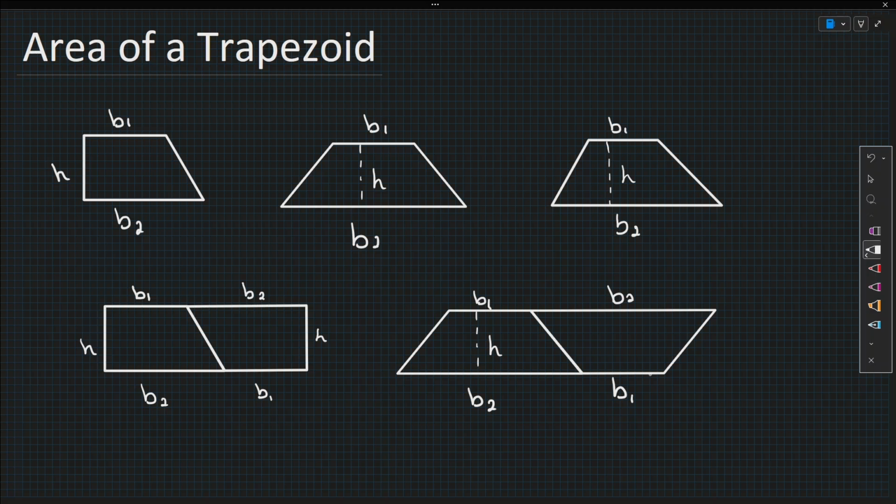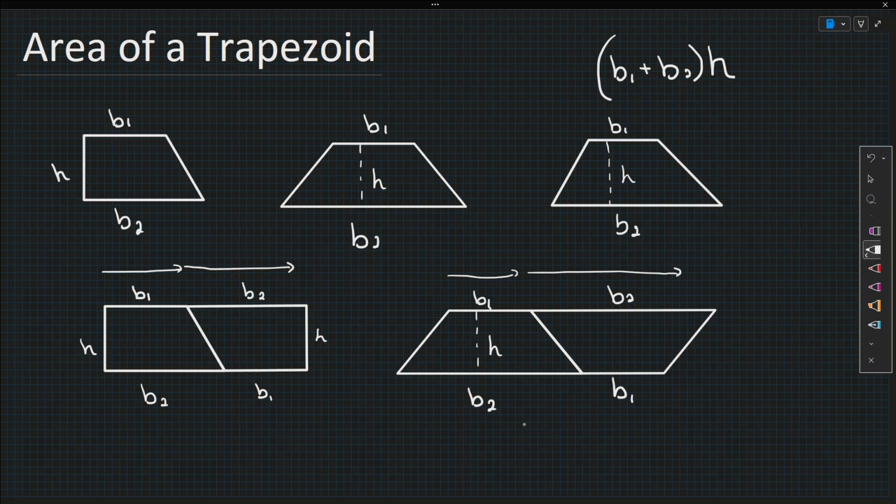Now, let's think carefully about the dimensions of this new parallelogram. The height of the parallelogram is the same as the height of the trapezoid, which we called h. What about the base? The base of the parallelogram is the sum of the two bases of the trapezoid, b1 plus b2. In both this one on the left and the one on the right, the top has a b1 followed by a b2. And the same thing on the bottom, we have a b1 as well as a b2.